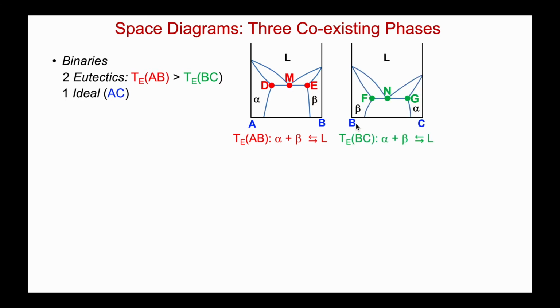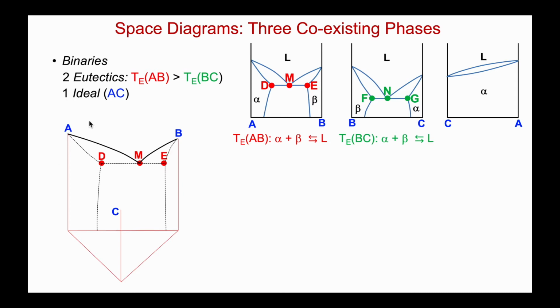Then in the BC system, we have another binary eutectic. In this case, I've made the eutectic temperature in this system lower than it is in the AB system. And finally, we'll say AC is ideal. Bring the three together and we'll get the space diagram. So let's do that.